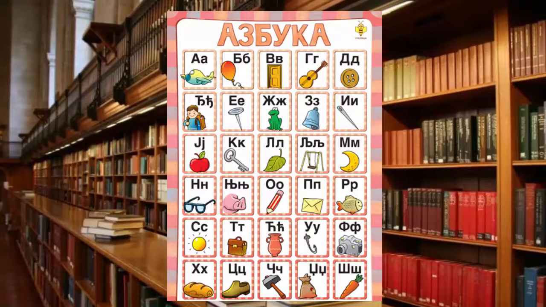The Serbian alphabet is called Azbuka. It has exactly 30 letters. And it is so beautiful and it is completely phonetic, meaning that one letter exactly corresponds to one tone. This is why Serbian is so easy to read and write.